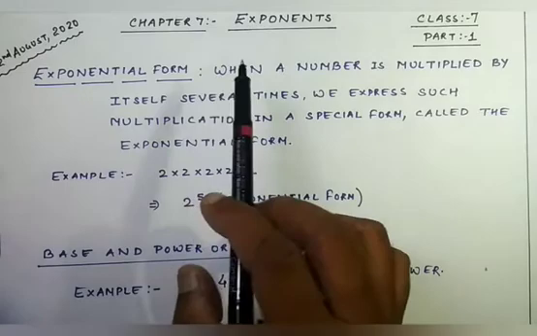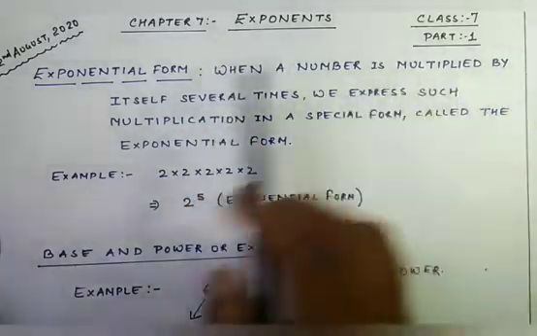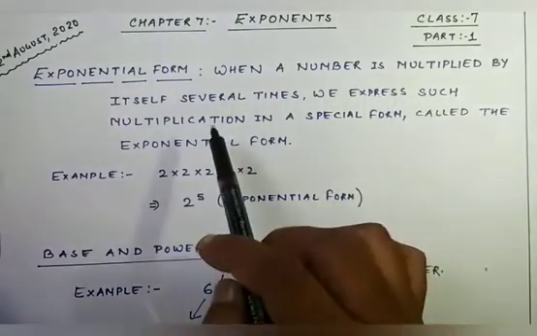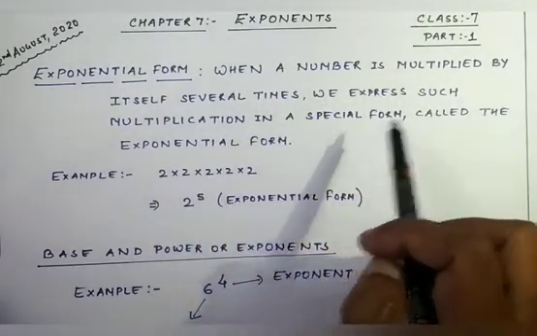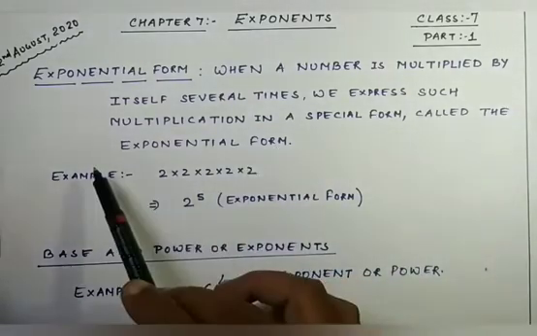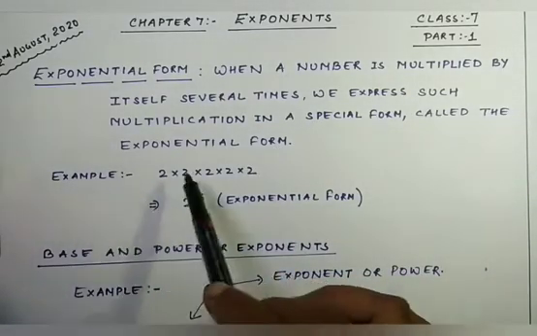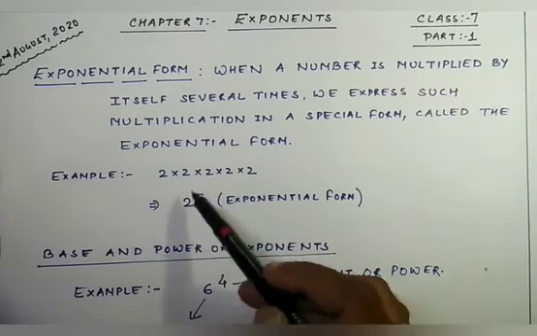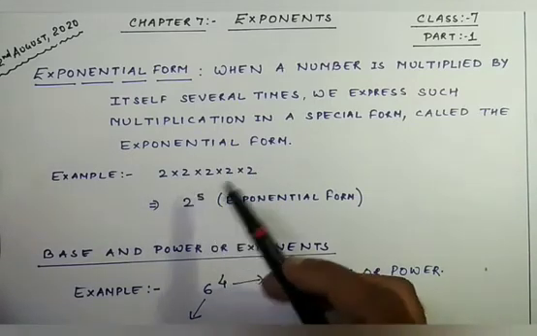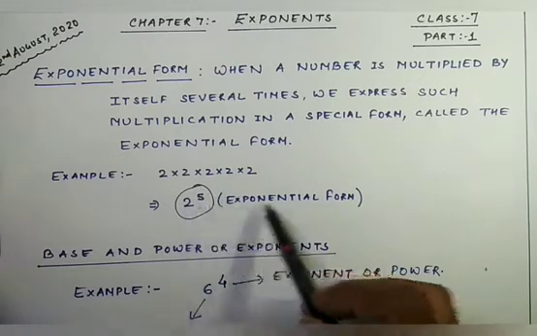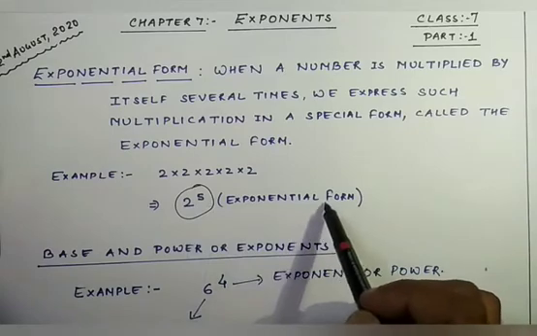What is exponential form? When a number is multiplied by itself several times, we express such multiplication in a special form that is called exponential form. Over here I have taken an example that 2 is multiplied 5 times, or it can be written as 2 to the power 5. If it is written in the form of 2 to the power 5, this form is called exponential form.